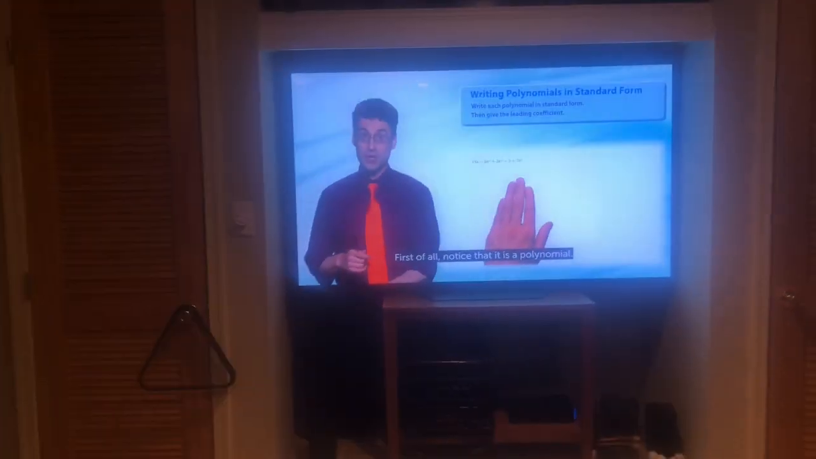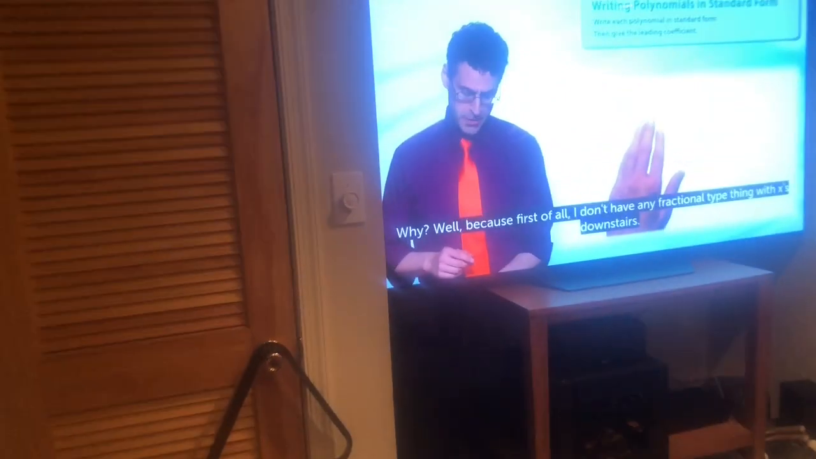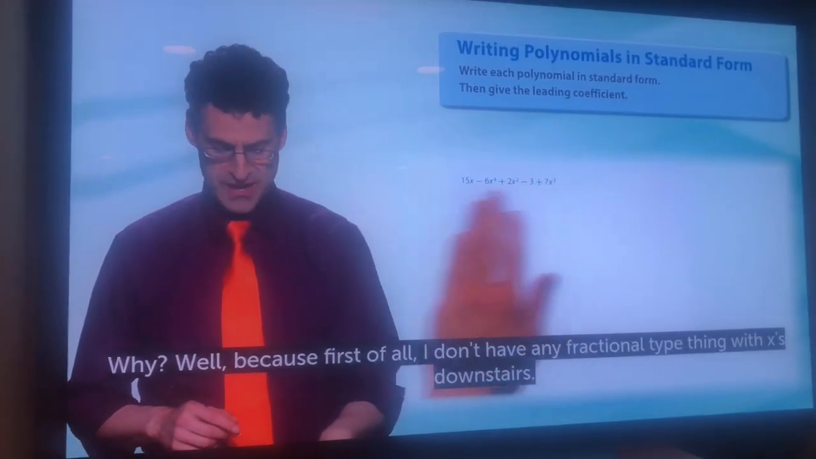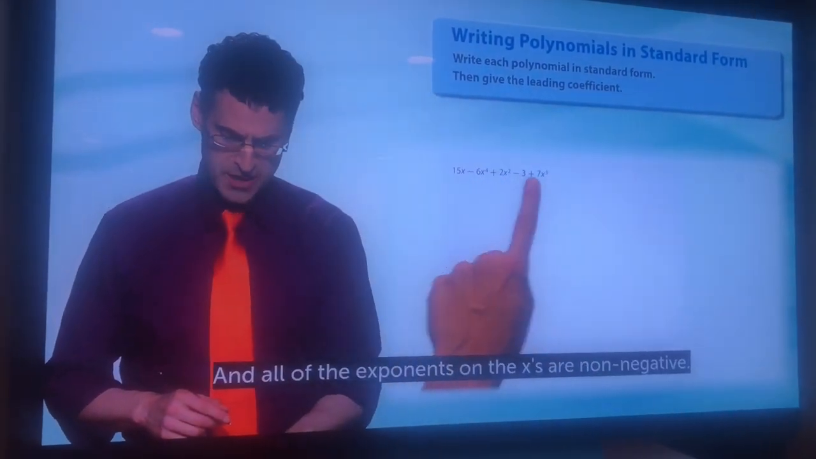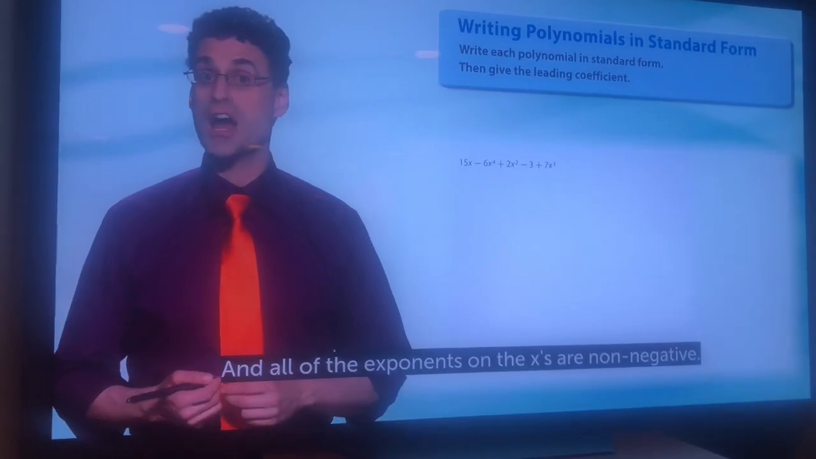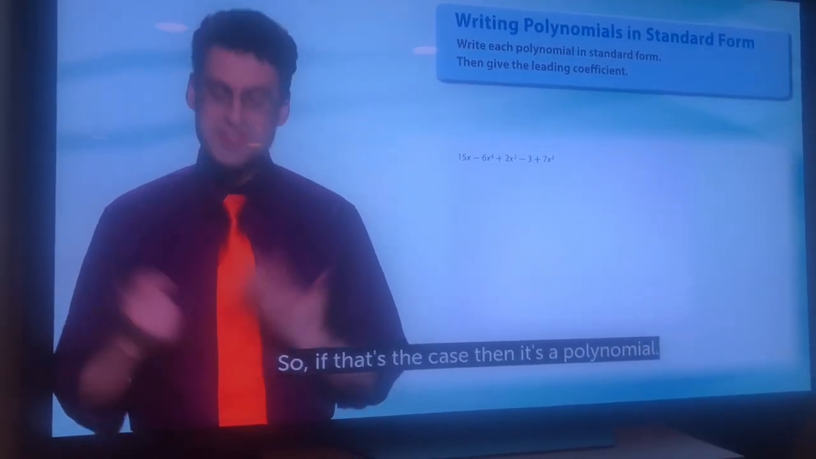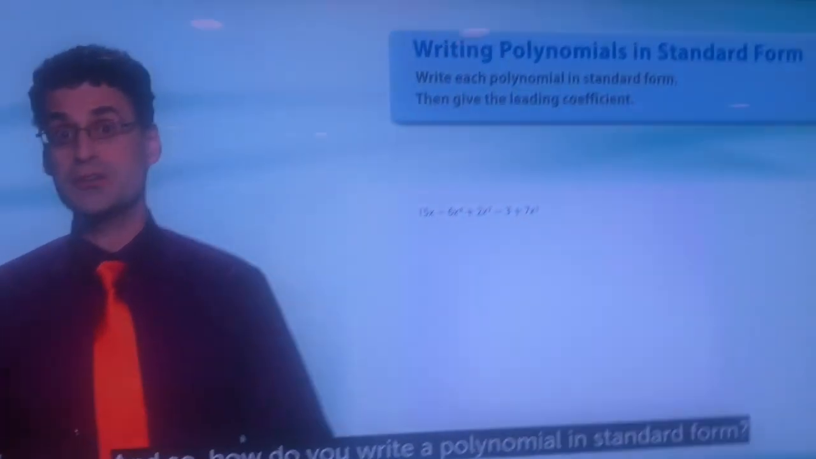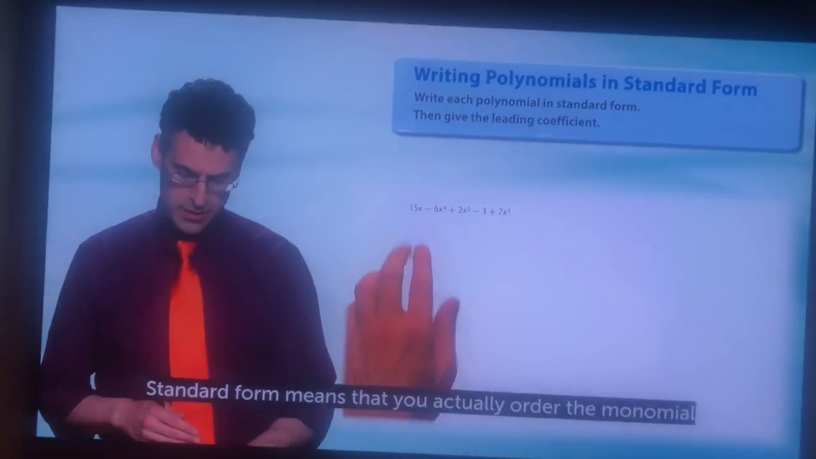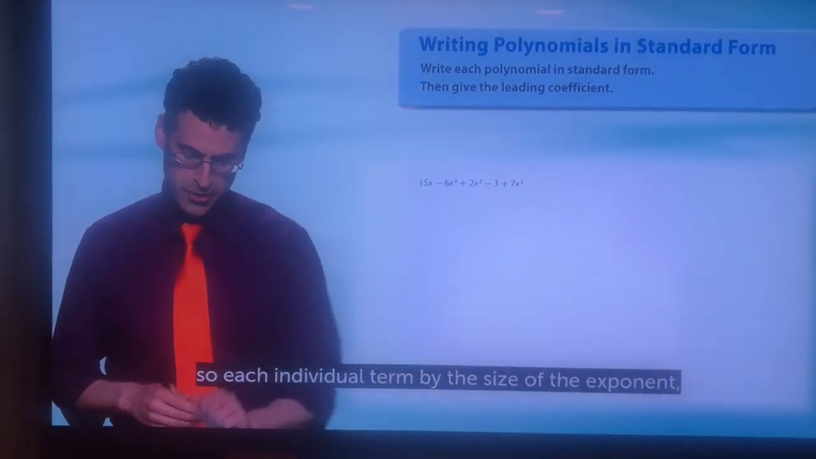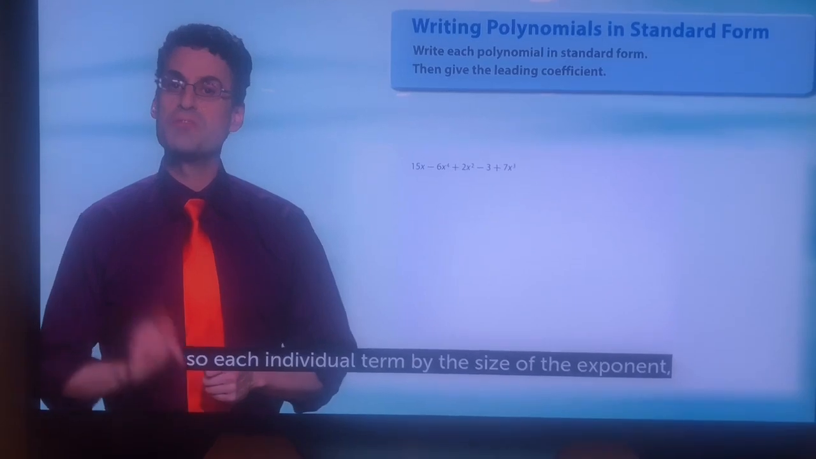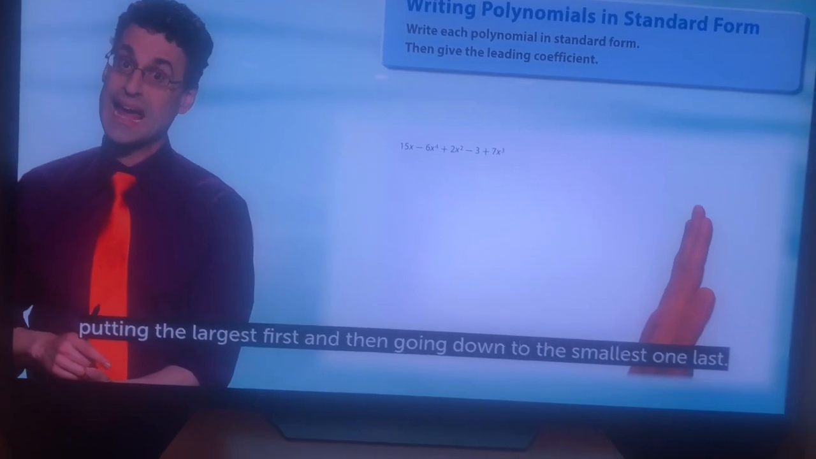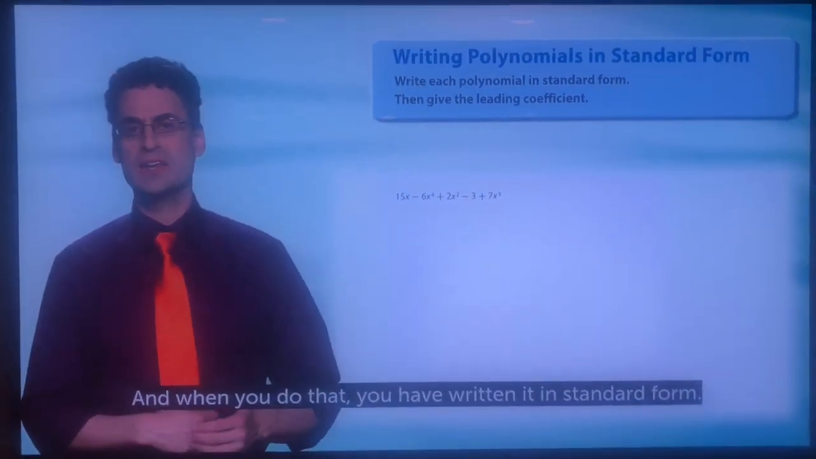First of all, notice it is a polynomial. Why? Well, because first of all, I don't have any fractional type thing with x's downstairs. All the x's are upstairs. And all the exponents on the x's are non-negative. So if that's the case, then it's a polynomial. And so how do you write a polynomial in standard form? Standard form means that you actually order the monomials, so each individual term, by the size of the exponent, putting the largest first and then going down to the smallest one last. And when you do that, you have written it in standard form.